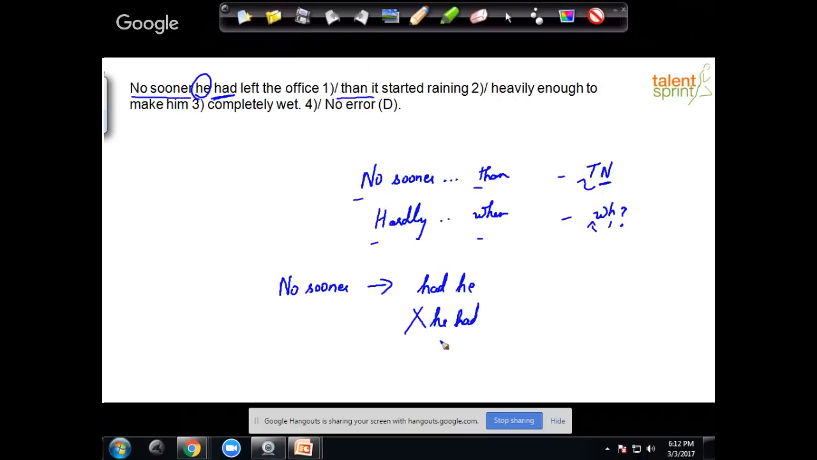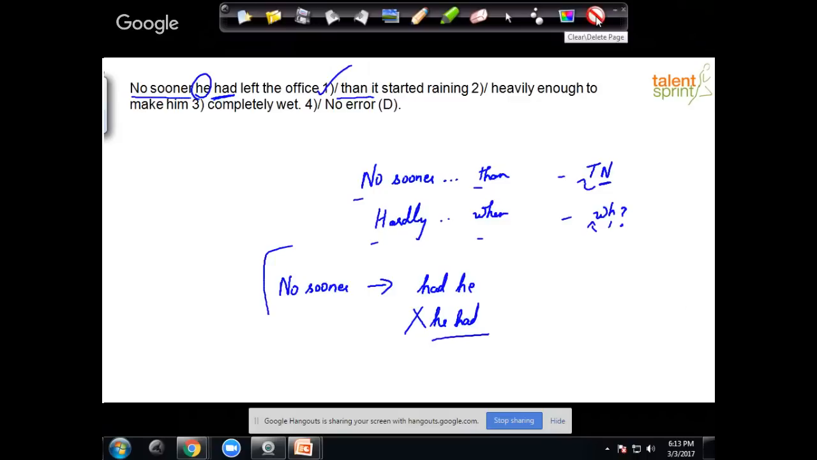So this gets inverted when you have sentences beginning with no sooner, hardly, all of this. The auxiliary verb precedes the subject. That's the rule. That's rule number 2. So the error is in part 1 where you just have to interchange the auxiliary verb. Auxiliary verb is a helping verb, right? You know that. Has, have, had in this case. That's rule number 2. So remember that.